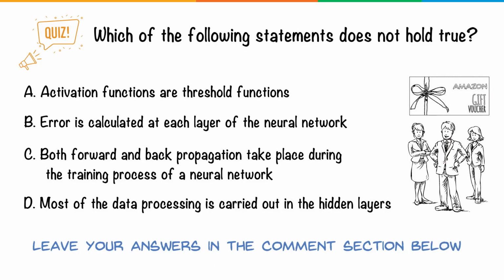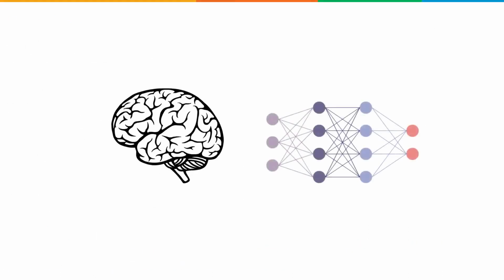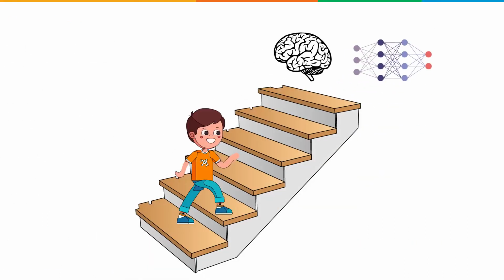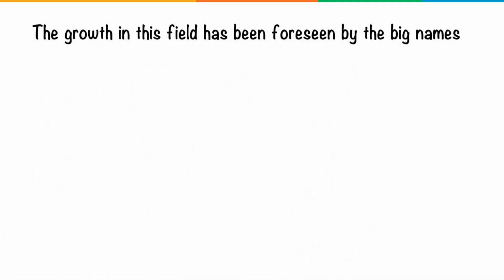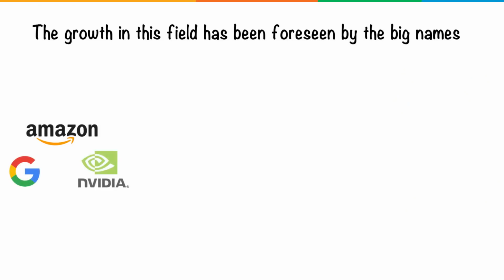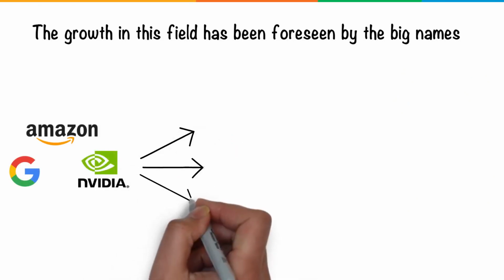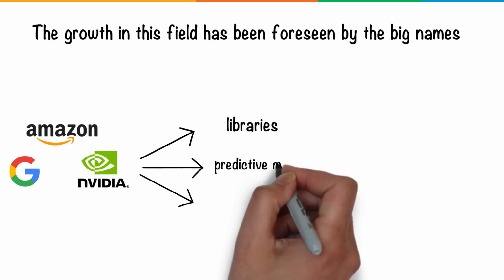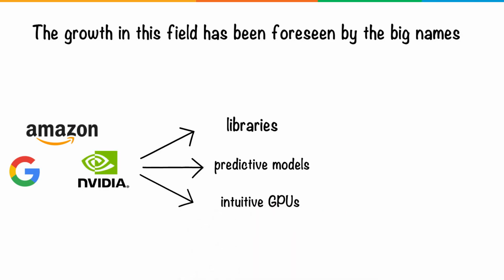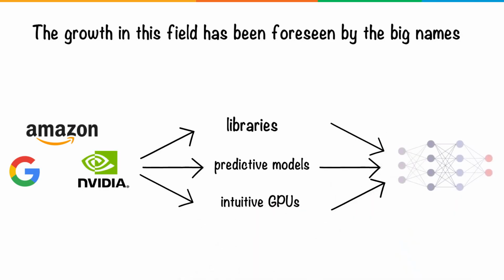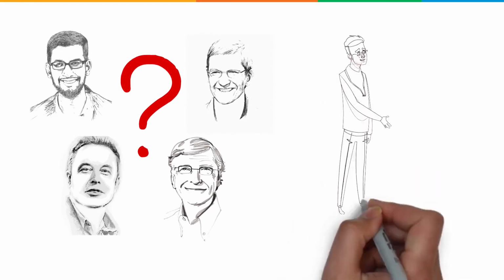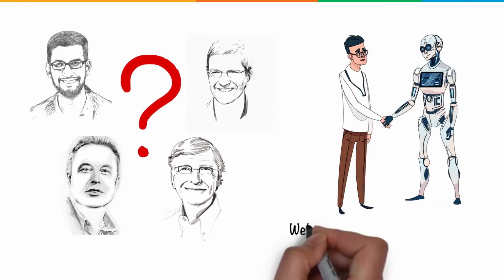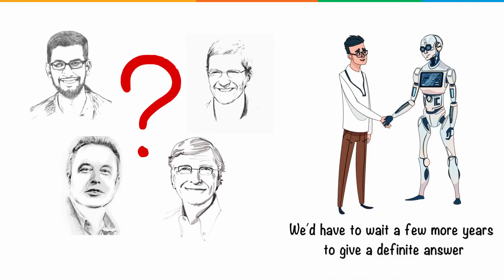So, don't miss it. With deep learning and neural networks, we are still taking baby steps. The growth in this field has been foreseen by the big names. Companies such as Google, Amazon, and NVIDIA have invested in developing products such as libraries, predictive models, and intuitive GPUs that support the implementation of neural networks. The question dividing the visionaries is on the reach of neural networks. To what extent can we replicate the human brain? We'd have to wait a few more years to give a definite answer.